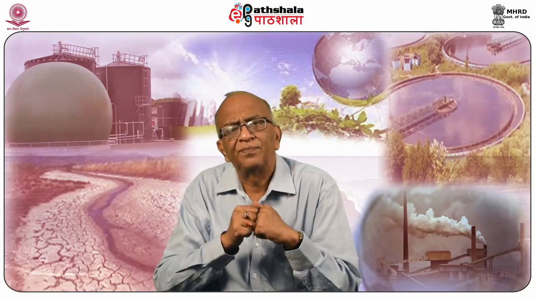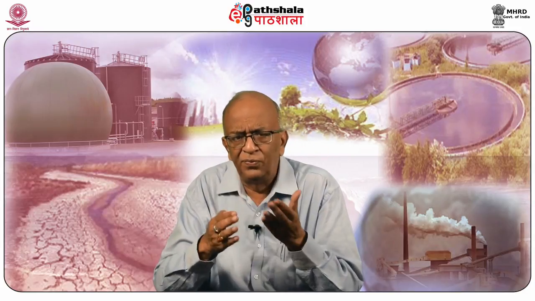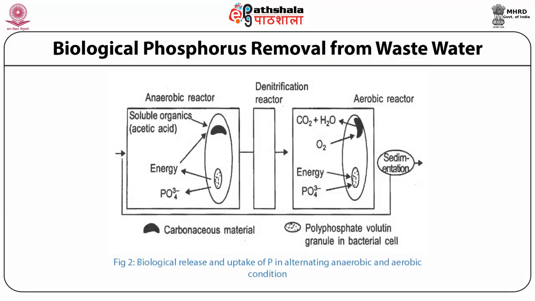This can be achieved with or without nitrogen removal. Where nitrogen removal is needed, an anoxic stage must be introduced in between. As shown in the following figure, you can see how anaerobic and aerobic conditions are generated, and how phosphorus and nitrogen can be removed, the removal of which is very essential. In figure 2, biological release and uptake of phosphorus in alternating anaerobic and aerobic conditions have been shown. How denitrification takes place, how the aerobic reactor and anaerobic reactor work.